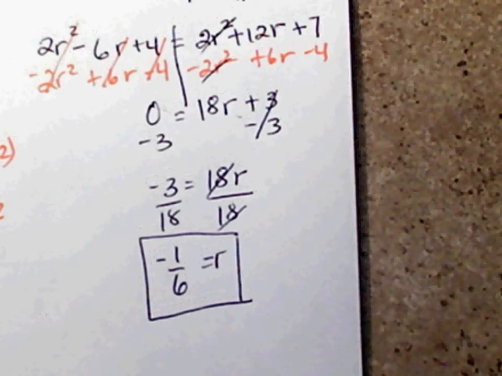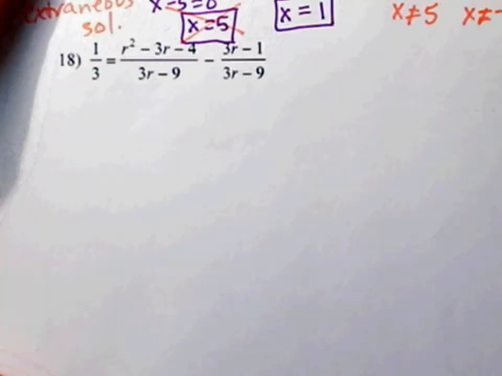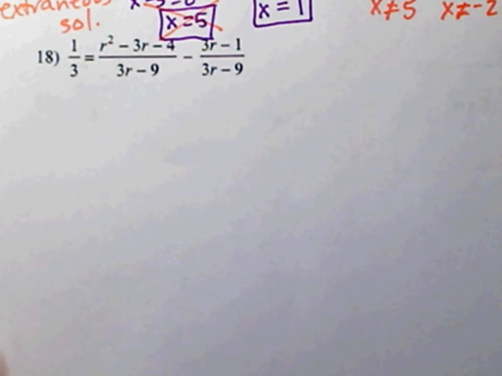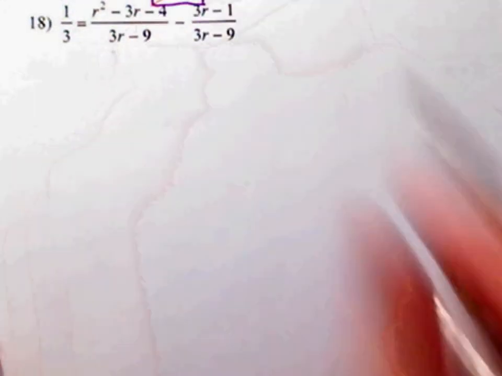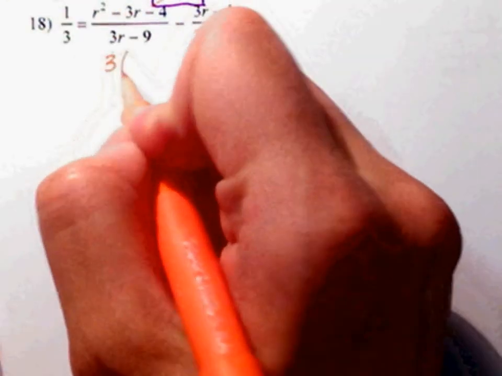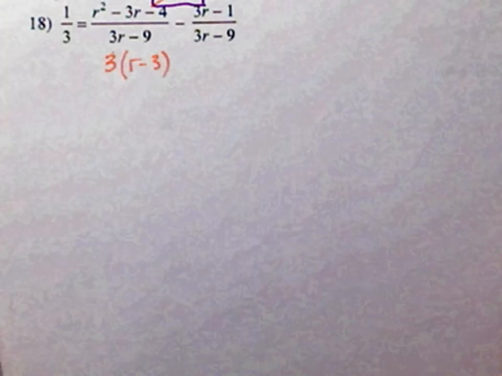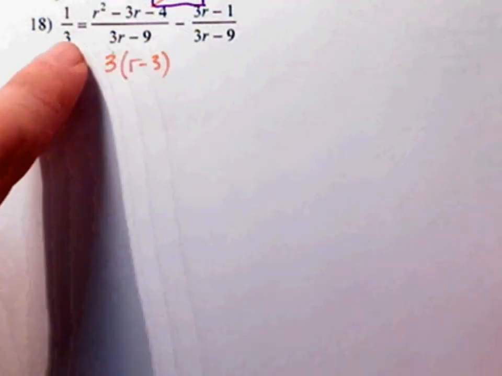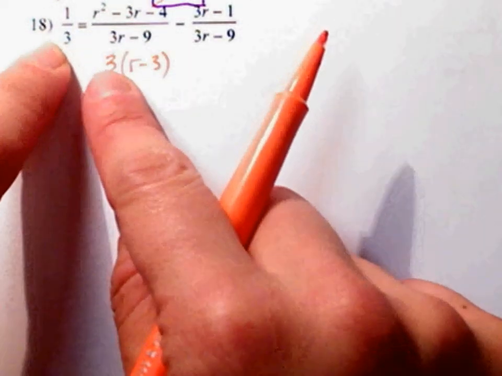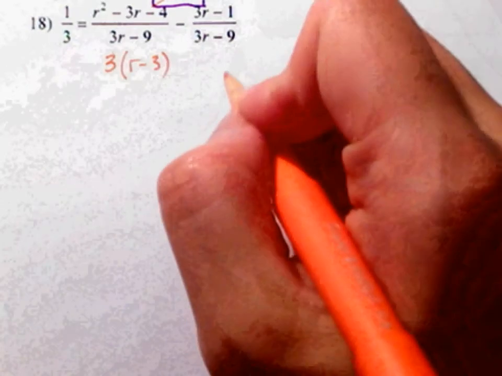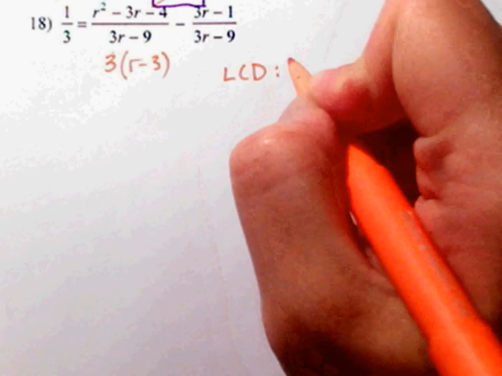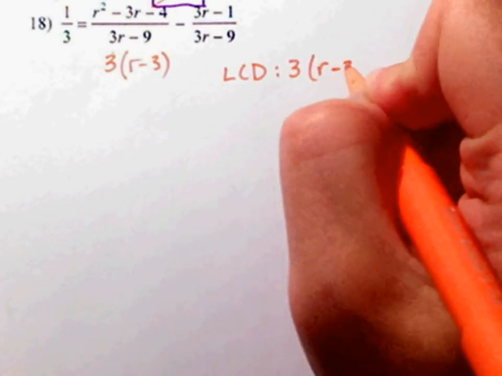Number 18. Okay? Same concept. Here's number 18. Simplify that first. See if you can factor that down so you can see your least common denominator. Factor out your 3, so you got r minus 3. Notice, I have a 3 and a 3 accounted for. 3r minus 9, 3r minus 9. So your least common denominator is 3 times r minus 3.